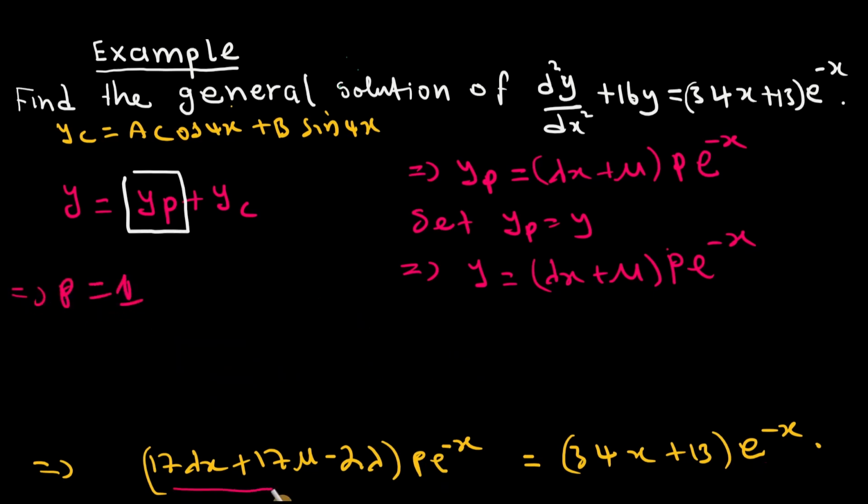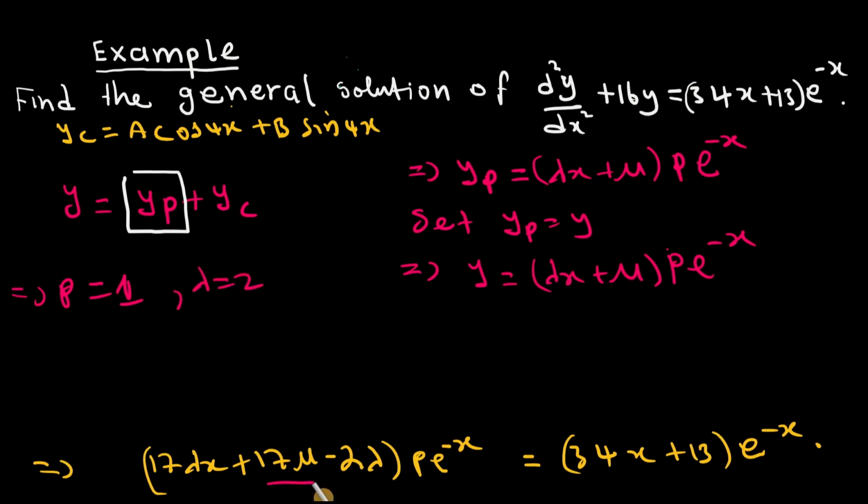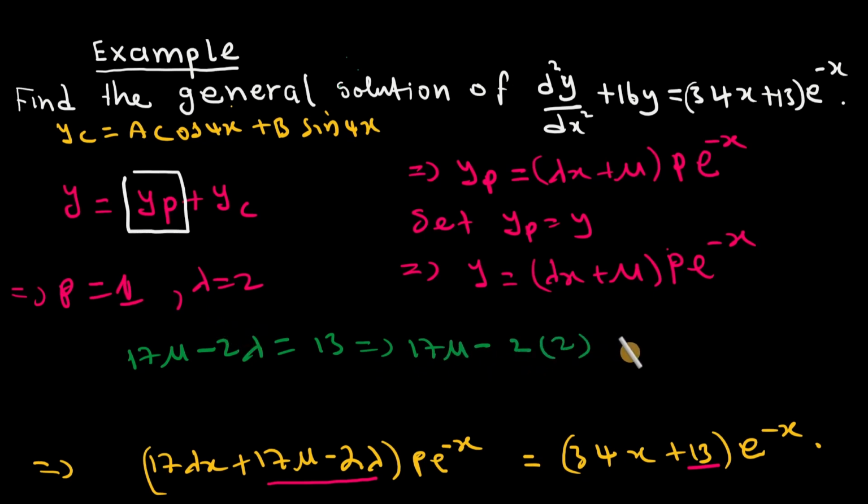Now if I compare this part and this one, you will see that 17 lambda x will be equal to 34x. That means 17 lambda is equal to 34. Now if I divide both sides by 17, 17 here 1, 17 here 2, 17 cancels here. That means lambda is equal to 2. That's lambda is 2. 17 mu minus 2 lambda is equal to 13. That is 17 mu minus 2 lambda equals 13. Means that 17 mu minus 2 into 2, since lambda is equal to 2, is equal to 13.